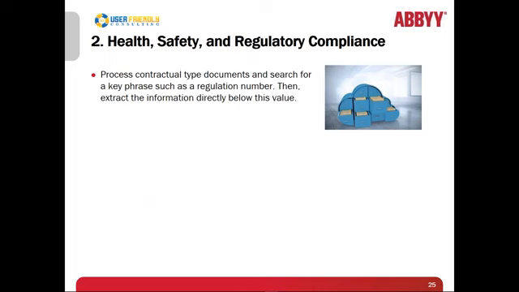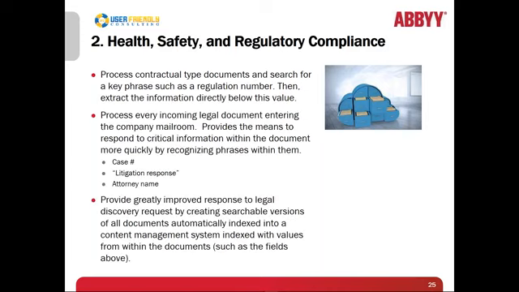We are working on a project right now, and we're doing something very much like this. We're processing contractual type documents, searching for key values, and then extracting all the information below that value. We might be looking for a federal regulation number or some sort of contract clause, and then we grab the information below that. What we could also do is process every single incoming legal document coming into a company.